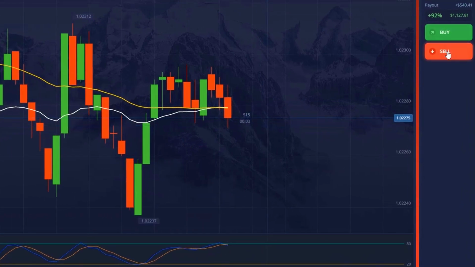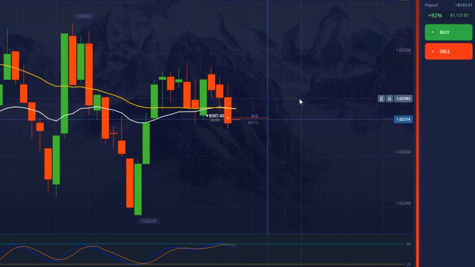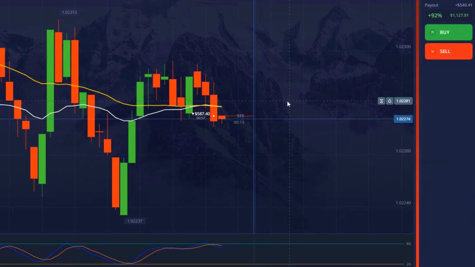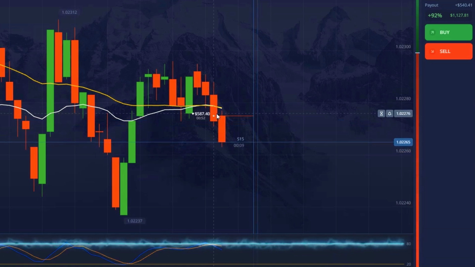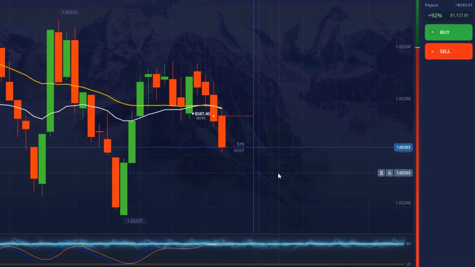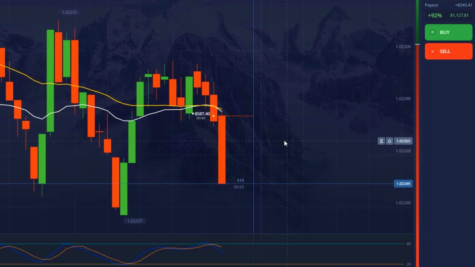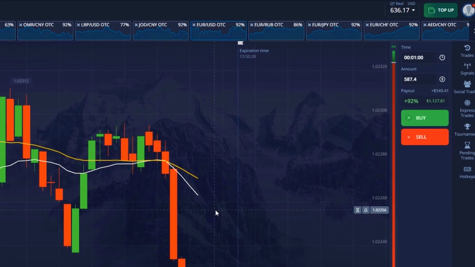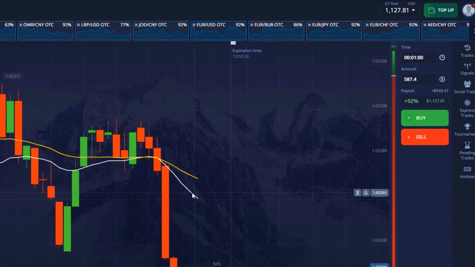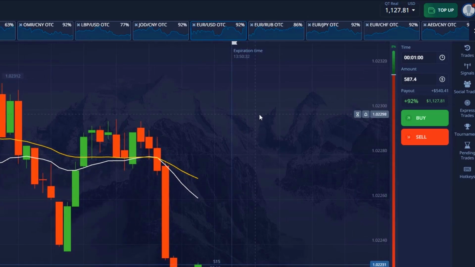Okay, I think I found our last signal. As you can see here, the moving averages already touched each other, and the oscillator also touched the upper line, which strongly suggests that the market is about to go down soon, as demonstrated here. And we successfully turned our $20 into $1,000.